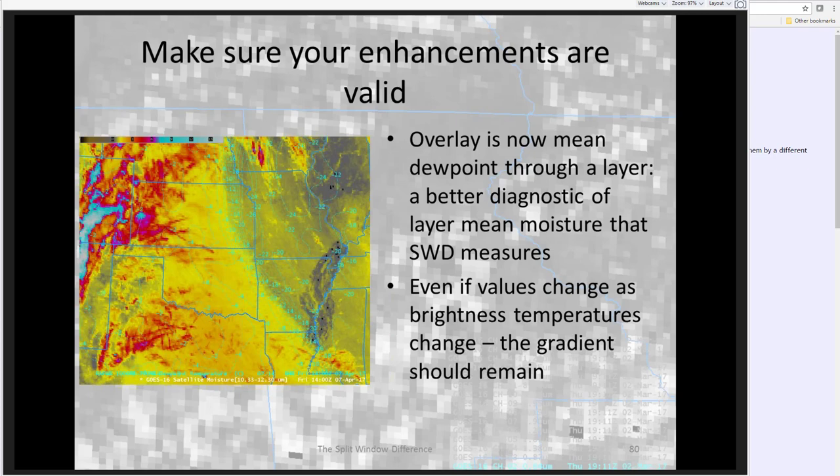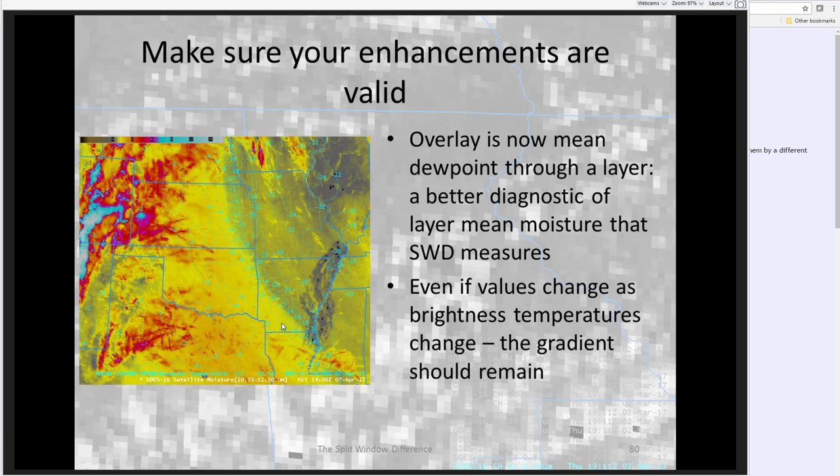Here's a different enhancement that makes it a little bit easier to see that difference. The nice grays where it's drier over the Mississippi Valley, and the bright yellows where it's more moist over those southern and central plains. And so your eye is much more drawn to this gradient over Kansas and Arkansas than it was earlier.